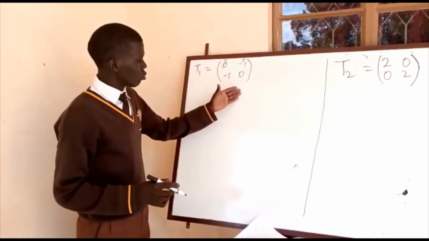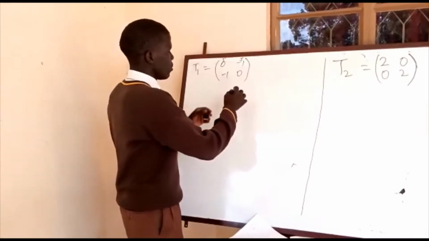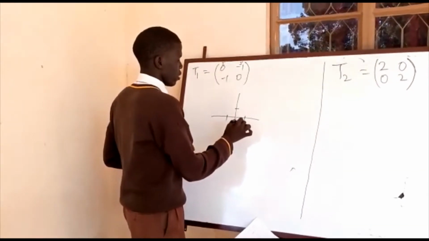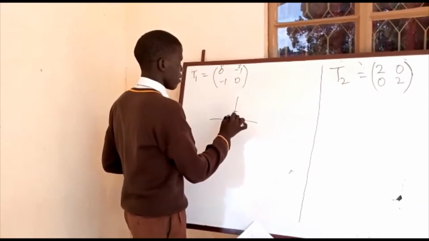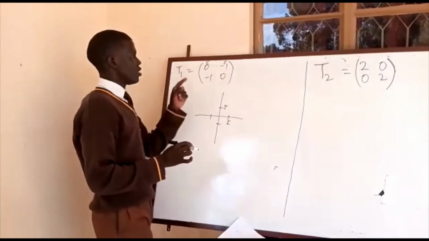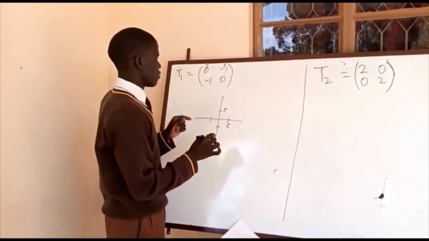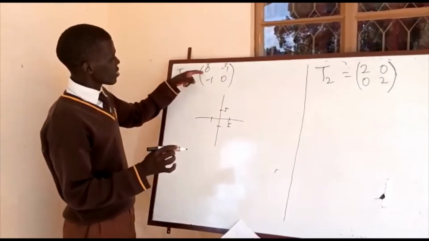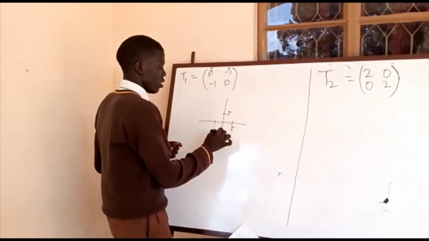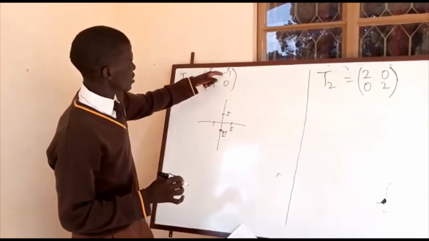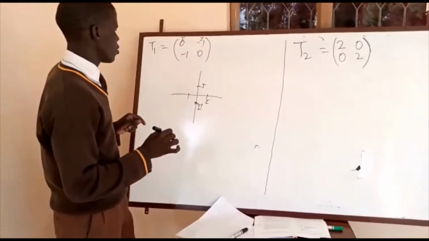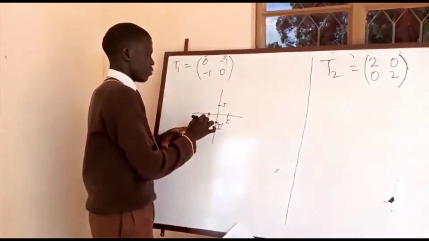So I'm going to bring out that image on my plane. My unit square is here. This is my I, this is my J. Now my image of I is (0, -1). This means that my x is 0 and my y is -1, so our image of I is there. Then our x is -1 and our y is 0, so we see our image of J there.